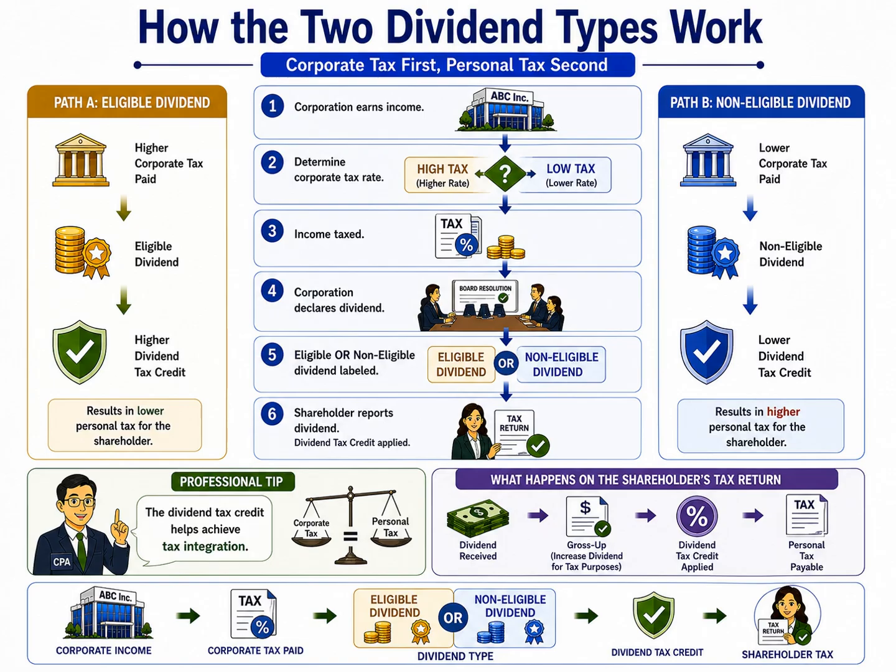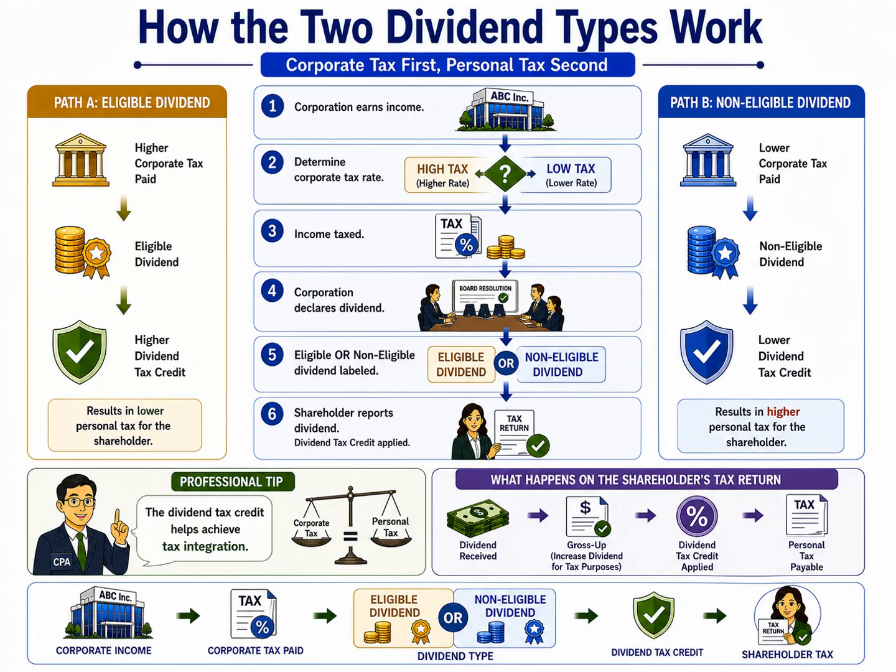Since the corporation has already paid more tax, the shareholder receives a larger dividend tax credit when reporting that dividend on their personal income tax return. This larger credit helps offset some of the personal tax that would otherwise be payable.